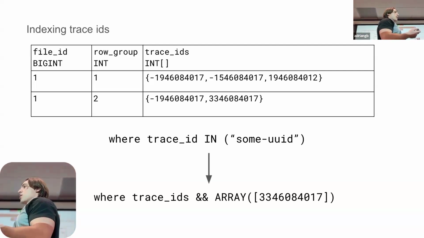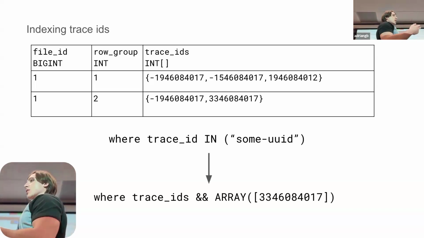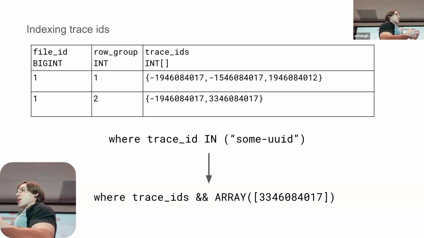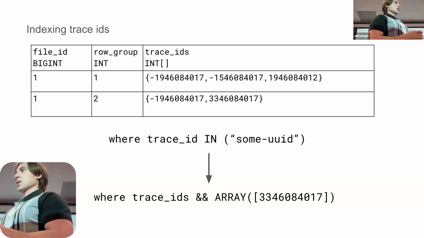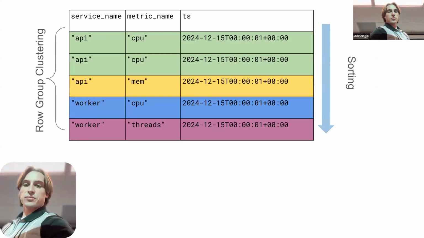There was no such thing as each row group having one trace ID. If you try to sort them or group them somehow in row groups, you end up with some huge ones, some small ones, some mixed ones. So it's hard to index that sort of thing.